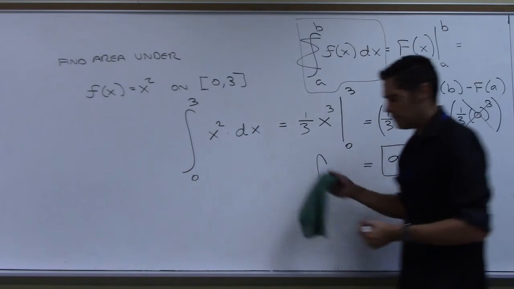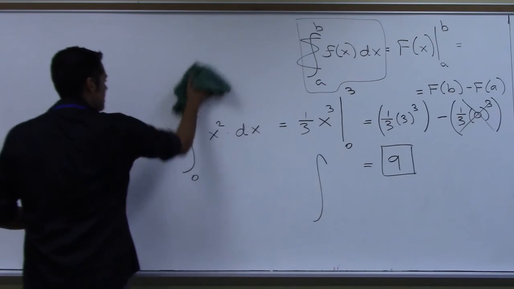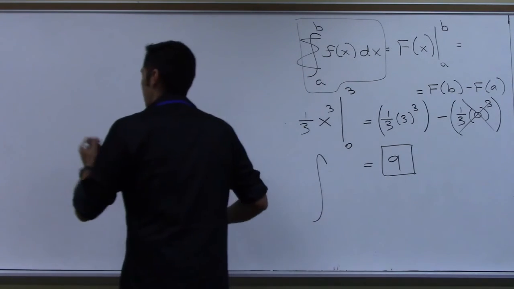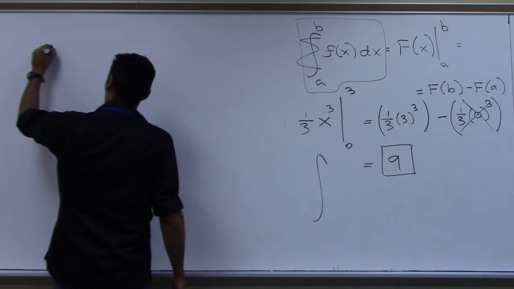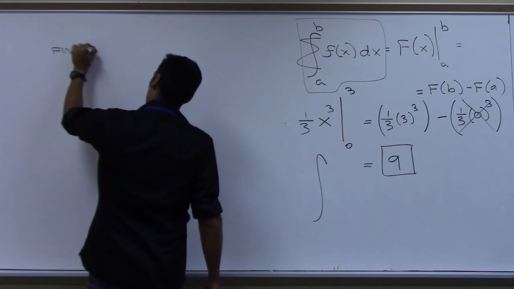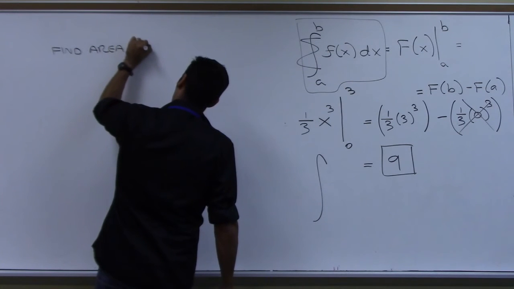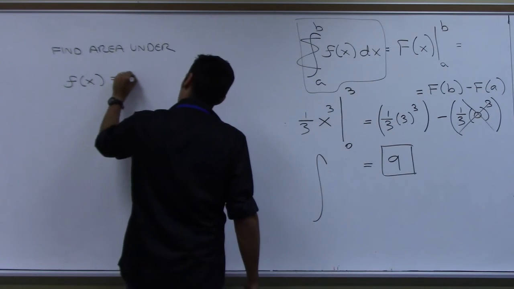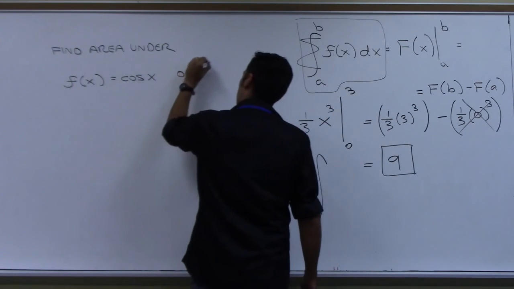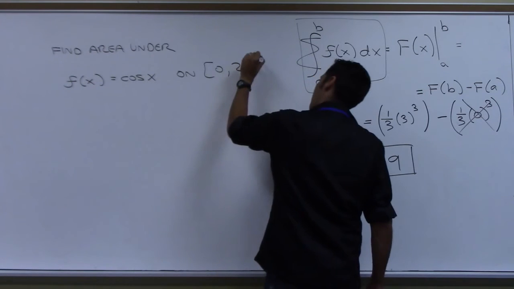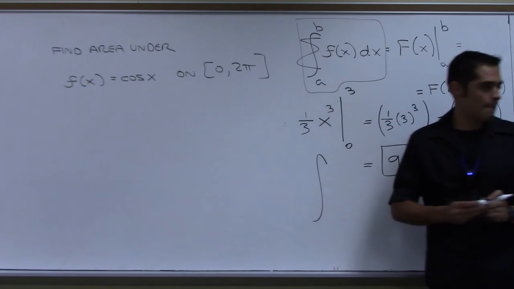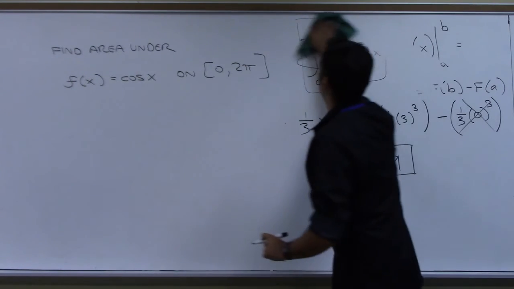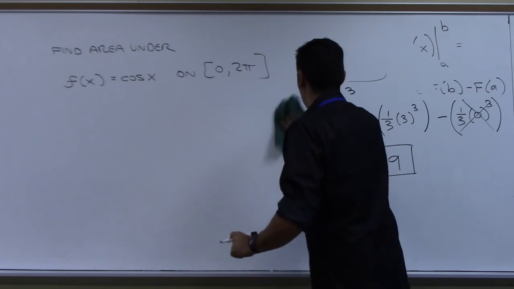I like this one. Let's do this one. Find the area under f of x equals cosine x on the interval 0 to 2 pi. Did you break it up? We could, yes. We'll talk about that in a second.